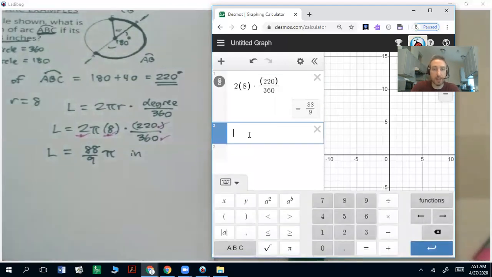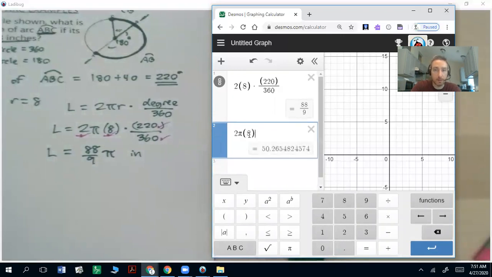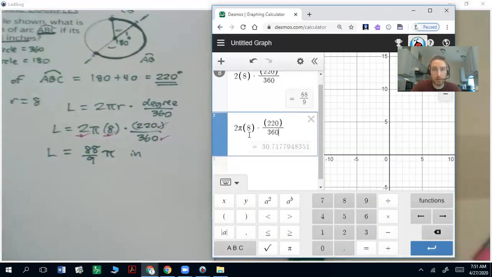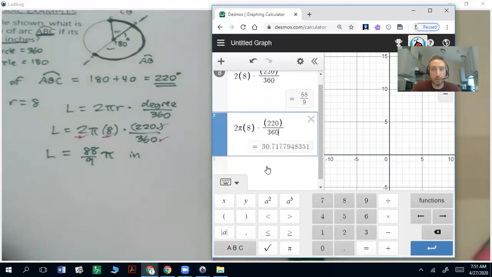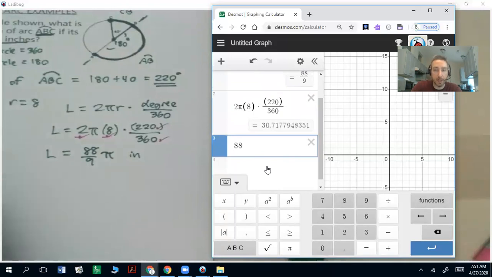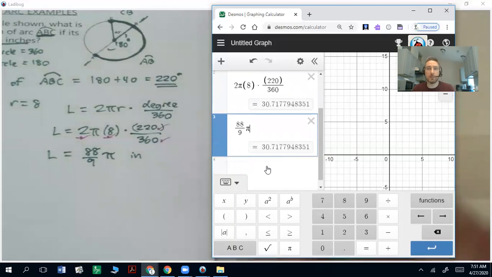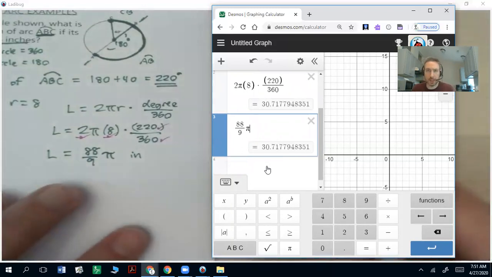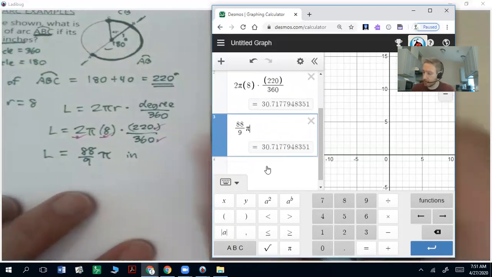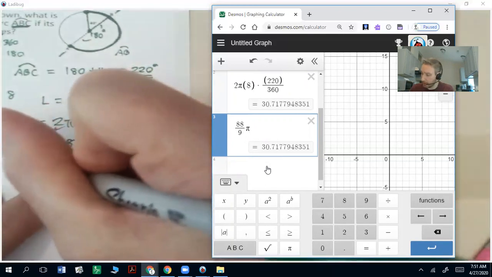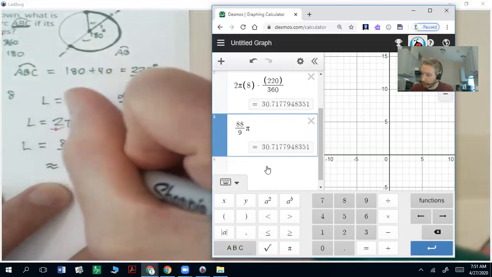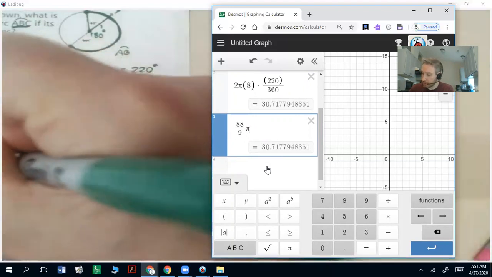So let's figure out what that is as a decimal. You could go back right to the formula if you want. You don't need to separate them out. That's about 30.71, or you could go back to your 88 over 9 and just type pi afterwards, and that'll get you the same thing. So we'll say about 30.7177, or approximately 30.72 inches.